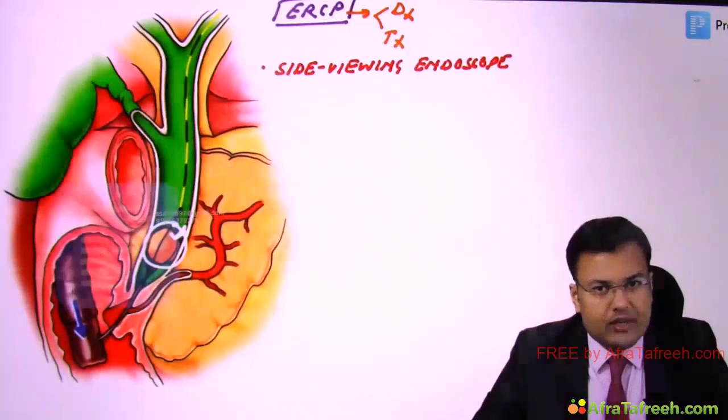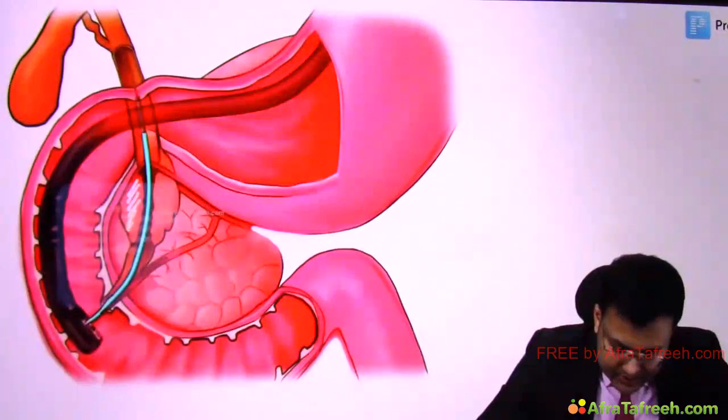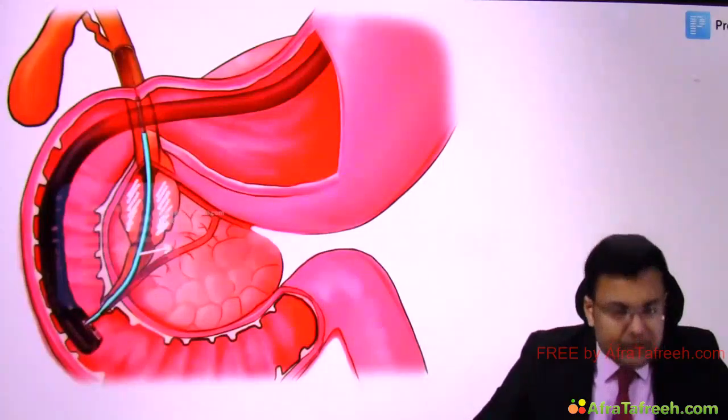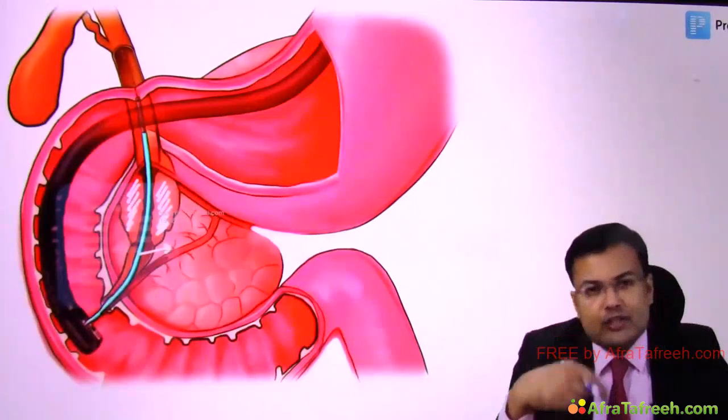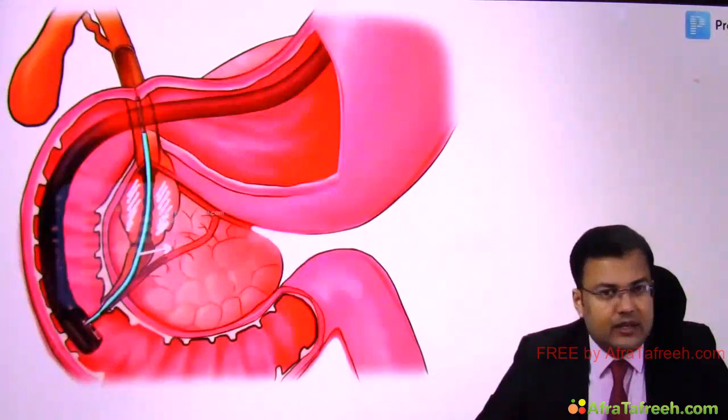So this is therapeutic. In this image you can see that there is a stricture. Clear? And since there is a stricture, I'm going to insert a stent. Can you see this blue colored stent? So for stricture, I'm going to insert the stent. This is endoscopic retrograde cholangiopancreatography, which is both diagnostic and therapeutic.